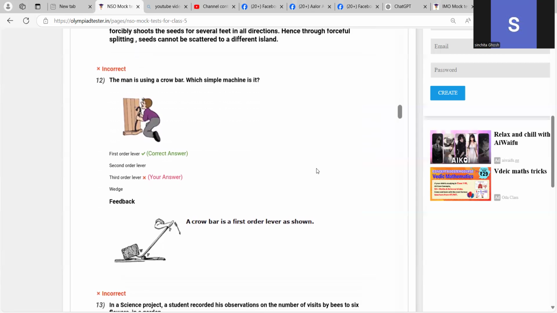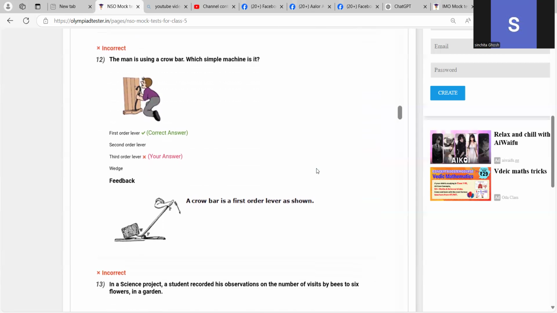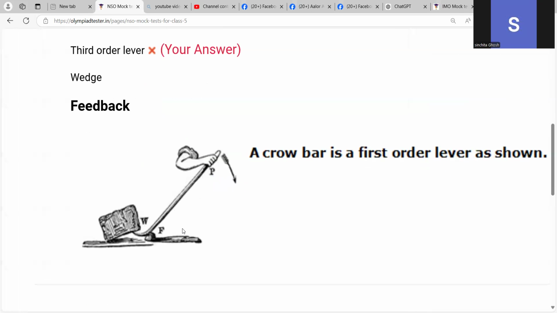Number 12, it's wrong. The man is using a crowbar. Which simple machine is it? It will be first order lever. Why? Why will it not be third order lever? Because here, see, here we are putting the F. F means what? F means we are putting the force.